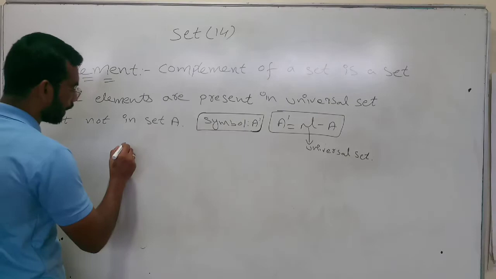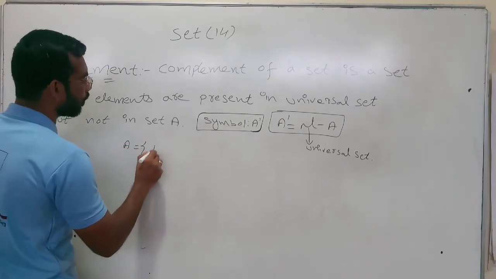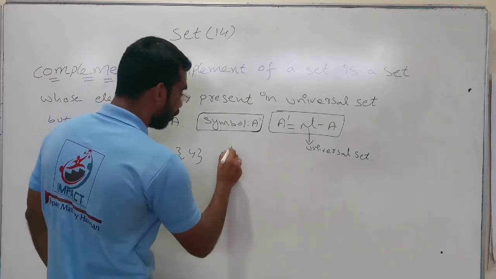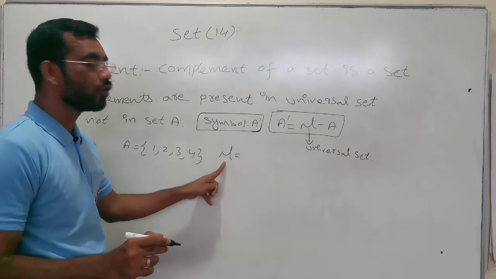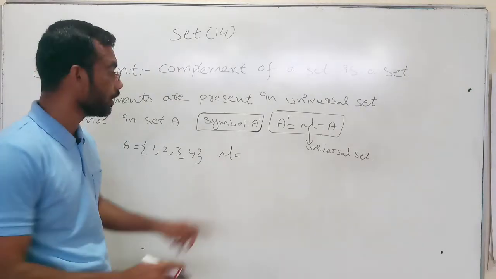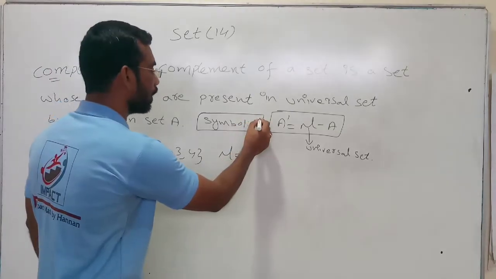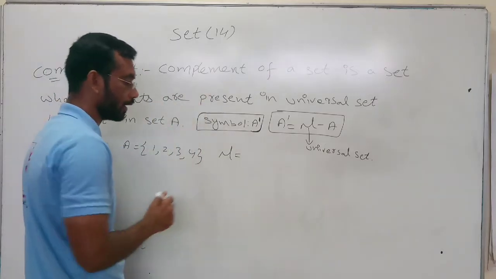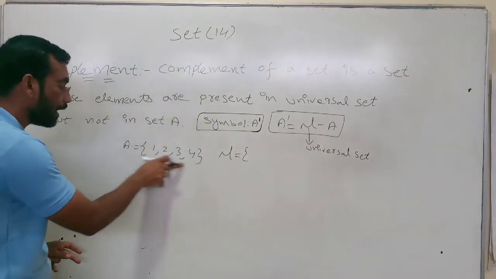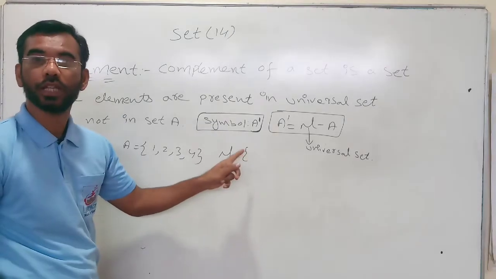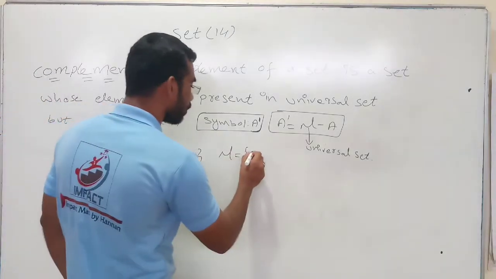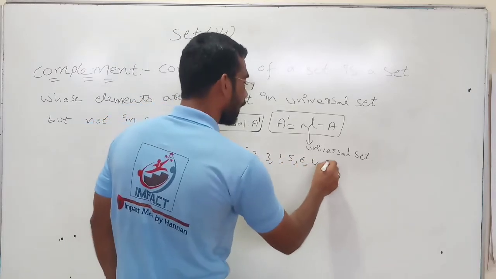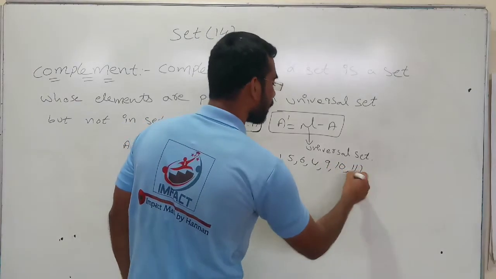First we will take A; the elements of A we will take as 1, 2, 3, 4. Now mu is the sign of the universal set. See the symbol for complement here, A complement. How to find out A complement? Mu is equal to, now see, the elements of A should be present in mu also. Now 2, 3, 1, 5, 6, 4, 9, 10 and 11, if I am taking this.